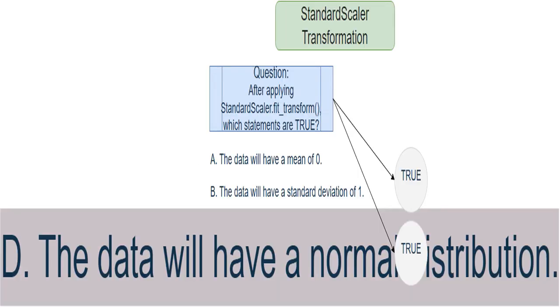This is also false. StandardScaler only adjusts the mean and standard deviation. It doesn't change the shape of the data's distribution. If my data wasn't normally distributed before, it won't be afterward.